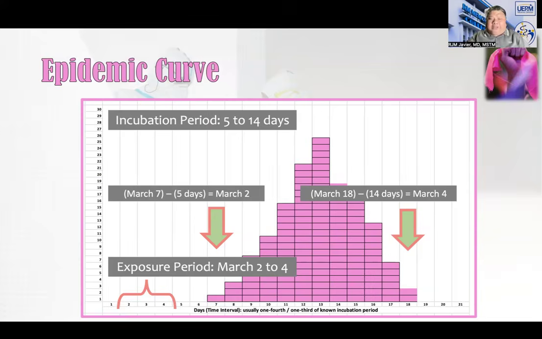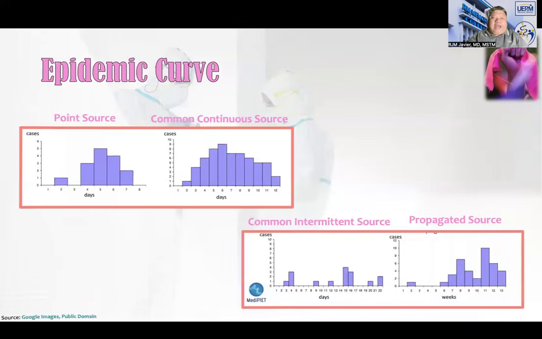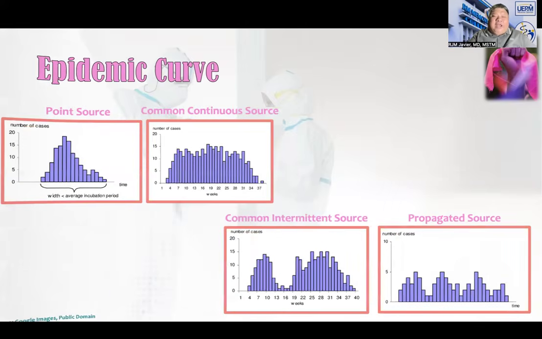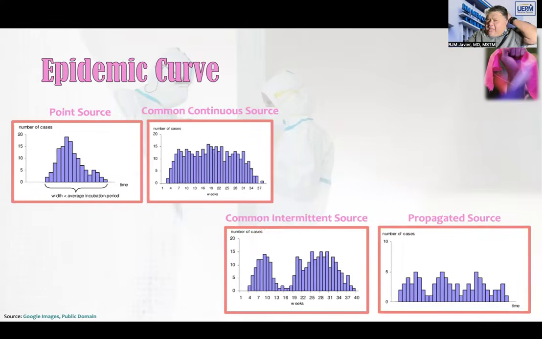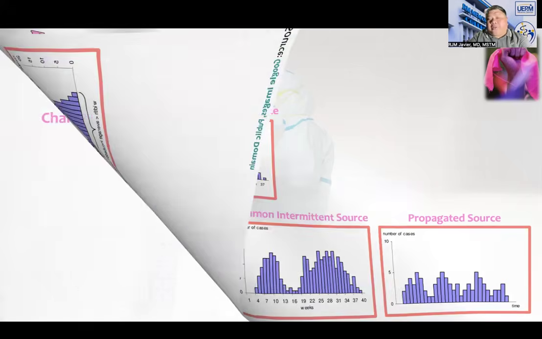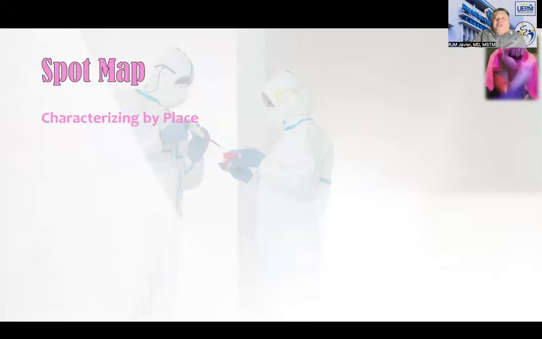documented case was reported. The epi curve can have various appearances, and if you eyeball the type of epidemic curve that you generate, then you can identify epidemics with the point source epidemic, common continuous source, common intermittent source, or even propagated source. So again, for your review, I'll just ask you to go over these epidemic curves. If you want to do supplemental readings on these, then you can do so.